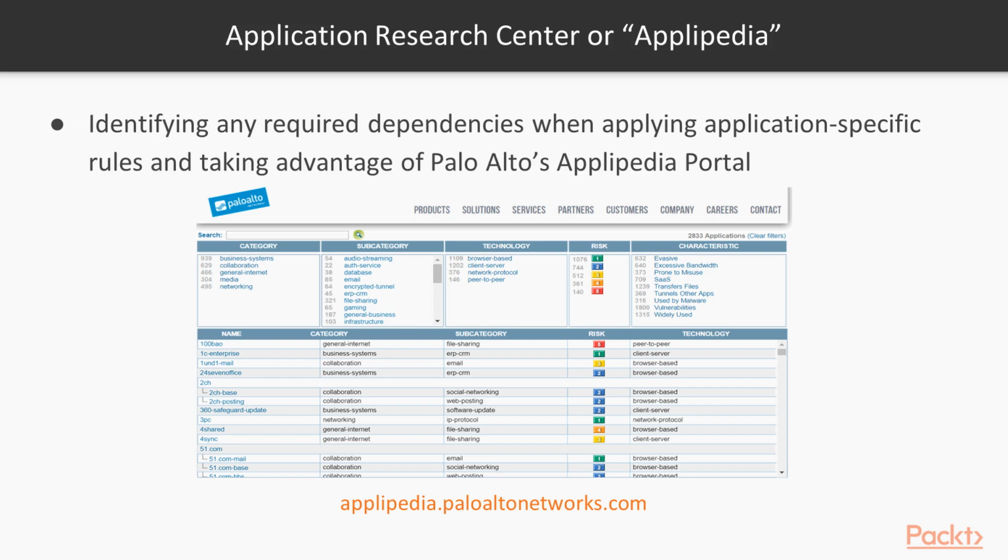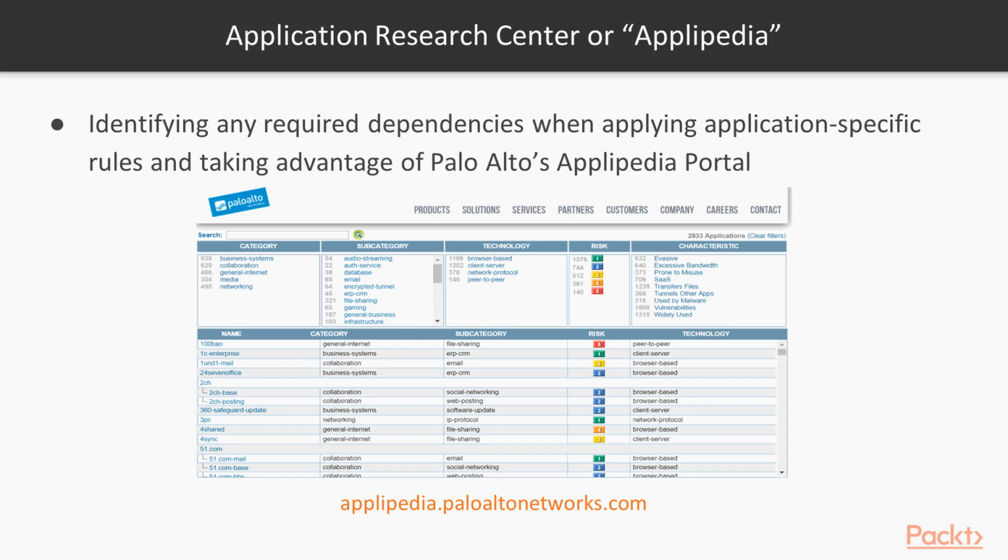So if, for example, we want to block Netflix, or we want to allow Netflix for a specific set of users, we want to create an application object and add that into the application group, most certainly we will need some dependencies that particular application object, in this case the Netflix application object, will not have. This is where Application Research Center or Applipedia comes into place.